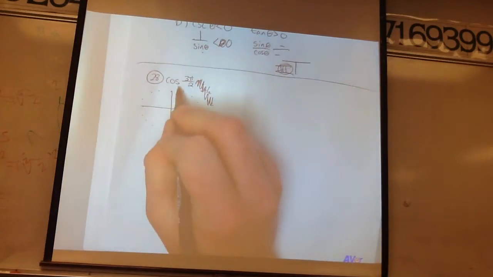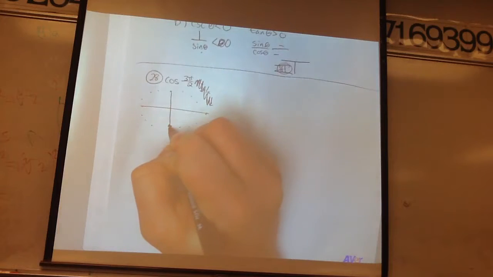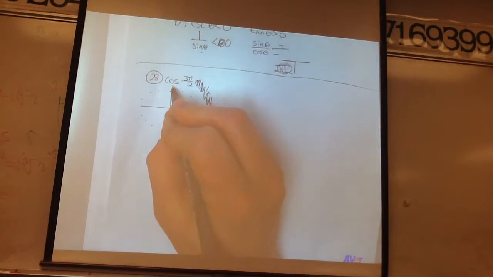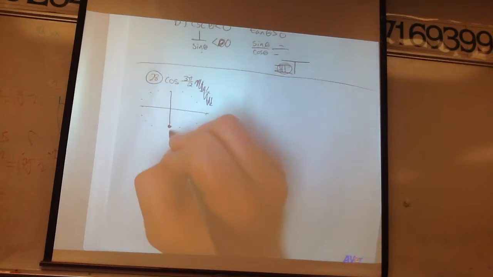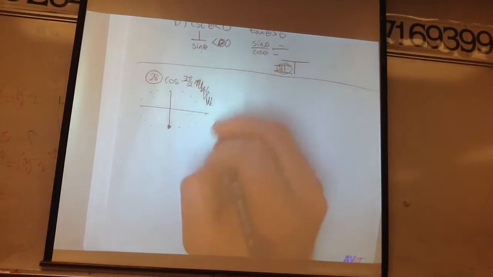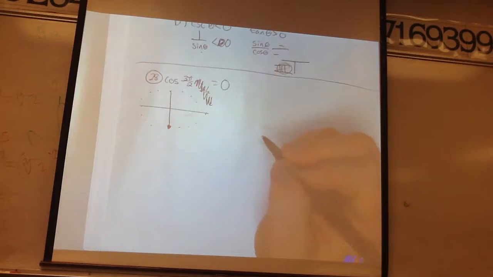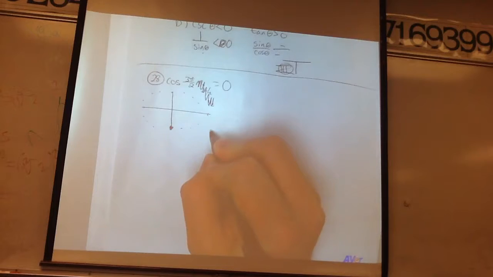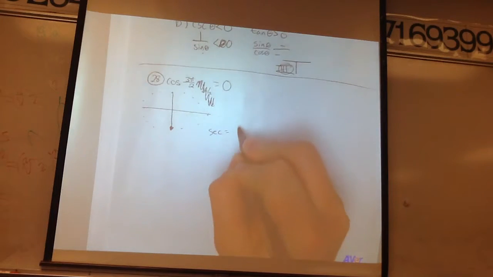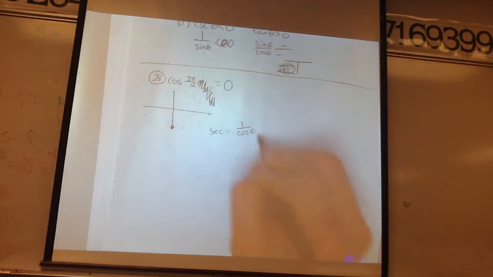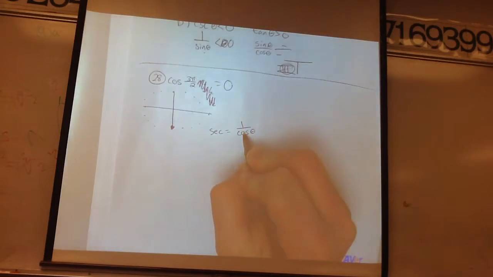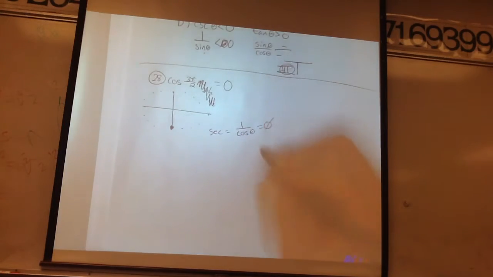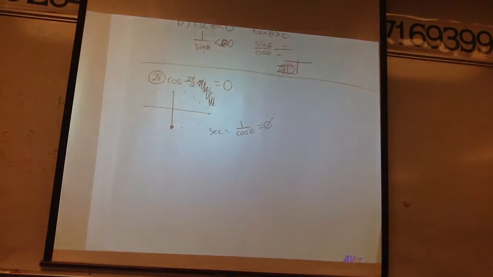But anyway, 3 pi over 2 is right there, right? So the cosine of that is the x-coordinate of that point, which is 0. Then for 30, you just do the same. Secant of that same point, well, the secant is 1 over the cosine. So 1 divided by 0 is undefined.